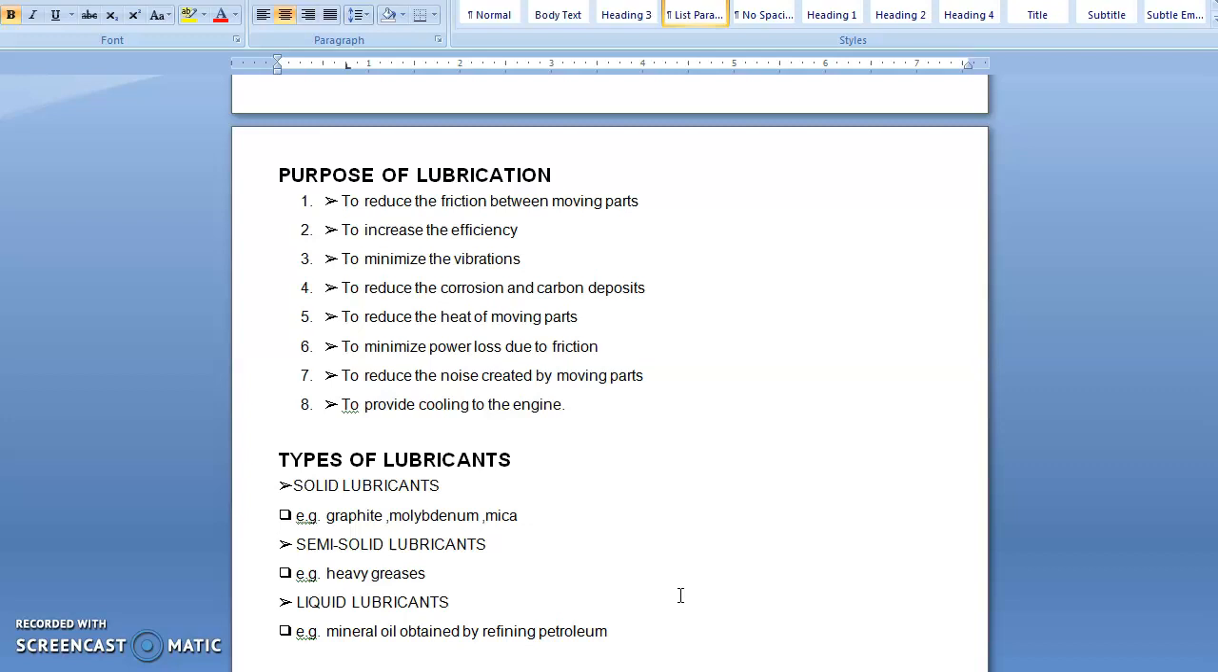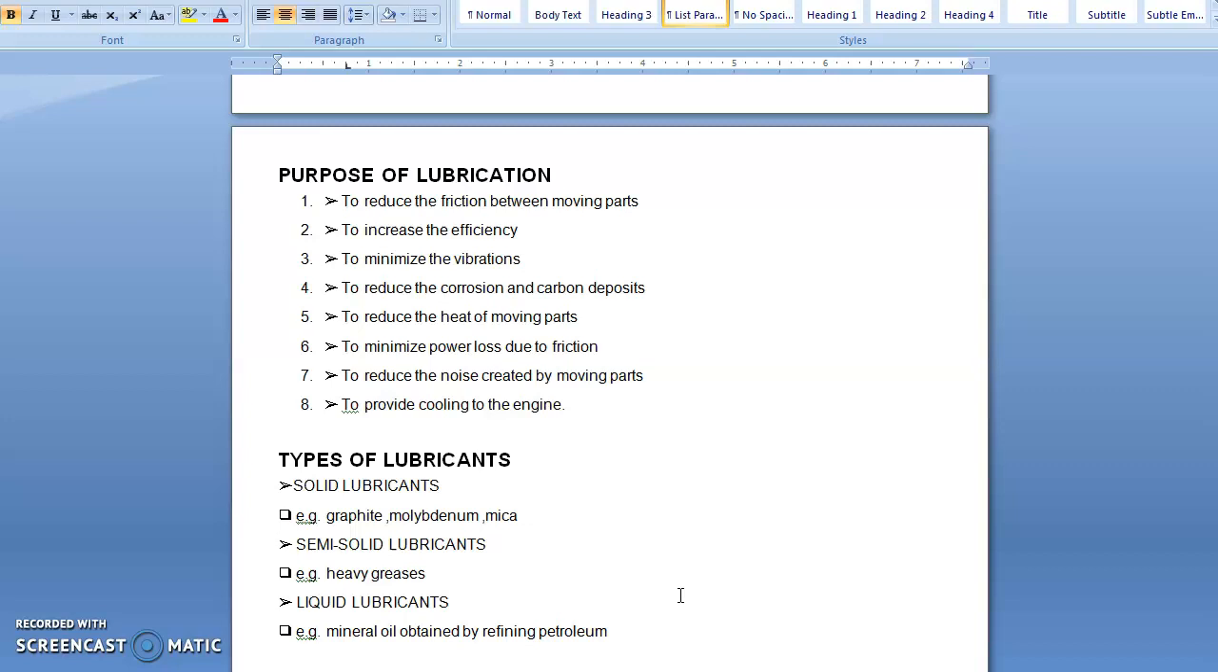Now let us discuss the types of lubricants we are using in automobiles. Basically in automobiles we are using three types of lubricants. Number one, solid lubricants. Number two, semi-solid lubricants. And number three, liquid lubricants. So these are the three types of lubricant we are using in automobiles. Let us give an example of each one.